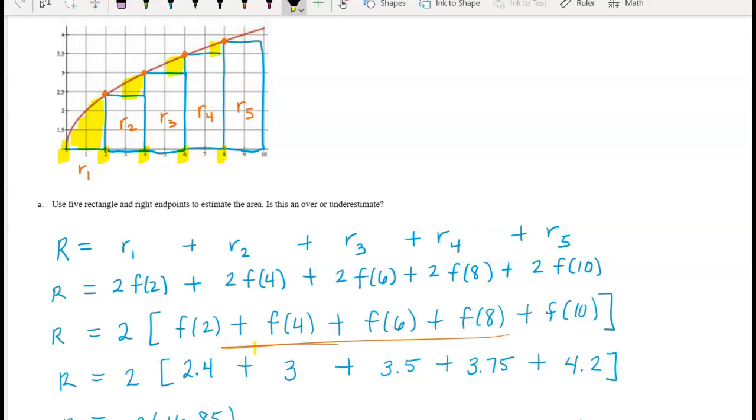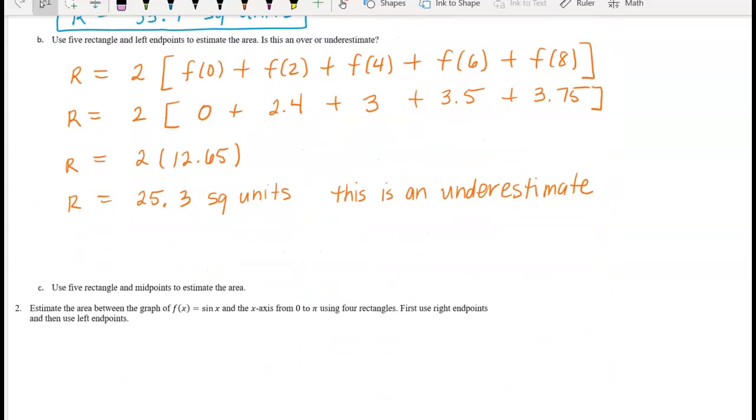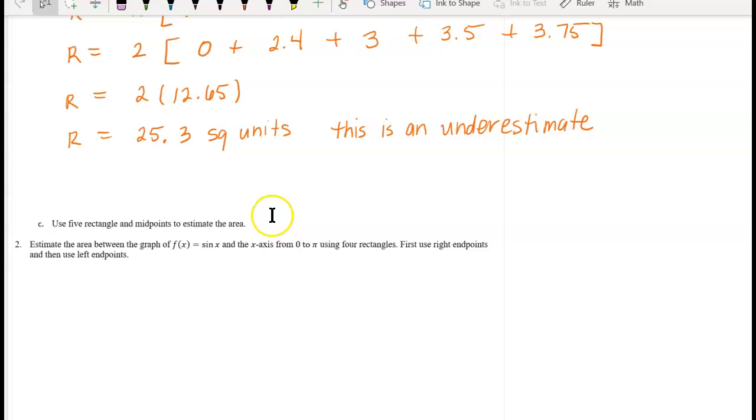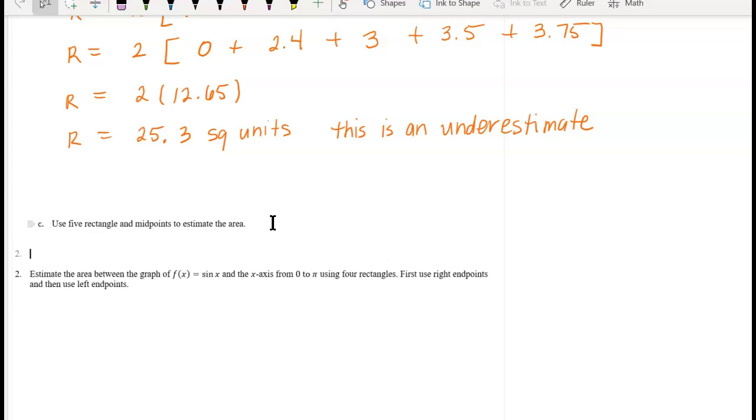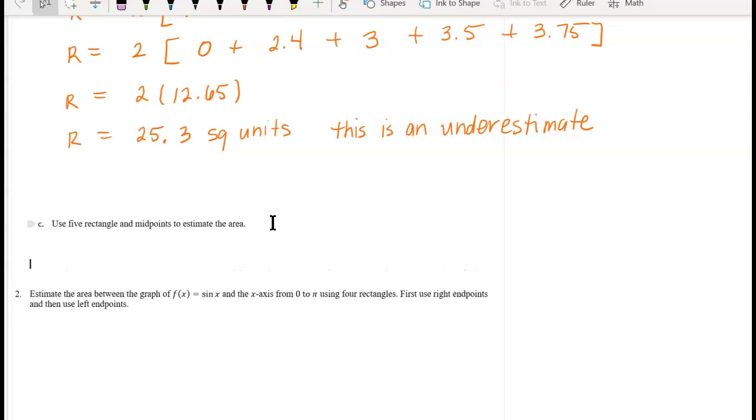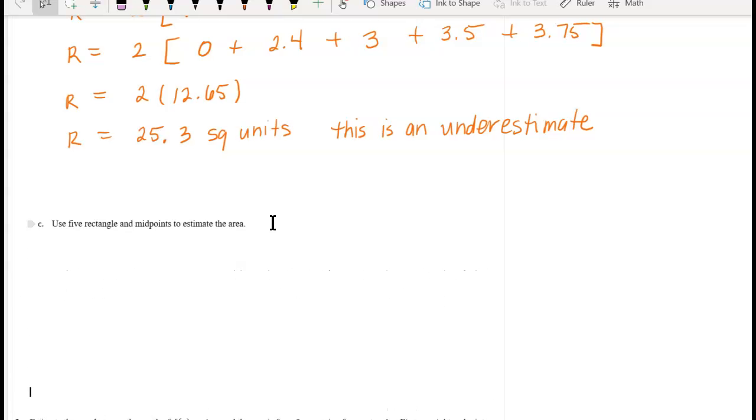The third problem, letter C, is having us look at the midpoints of each of those rectangles. And so we're hoping that maybe that's going to be a better estimate because maybe it's going to split the difference of the over and the under estimate. Let's do that one.